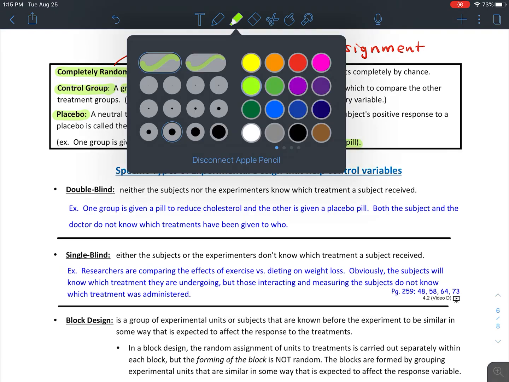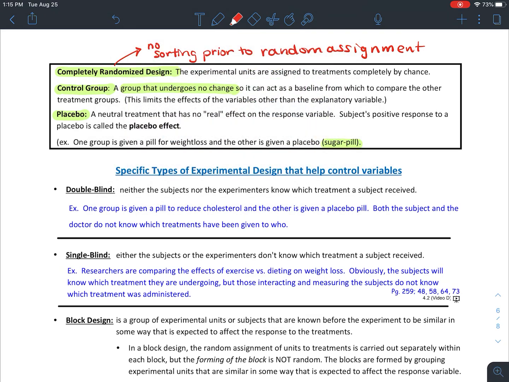All right, so we're going to just talk about a double-blind and a single-blind experiment, and we will save block design and the rest of these notes for the next video. Okay, this is really important. A double-blind experiment. This is when neither the subjects nor the experimenter know which treatment the subject is receiving.